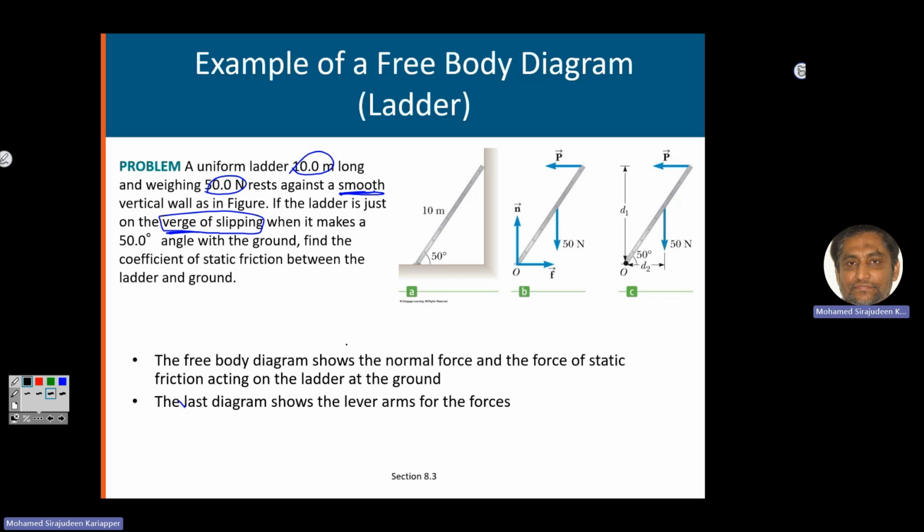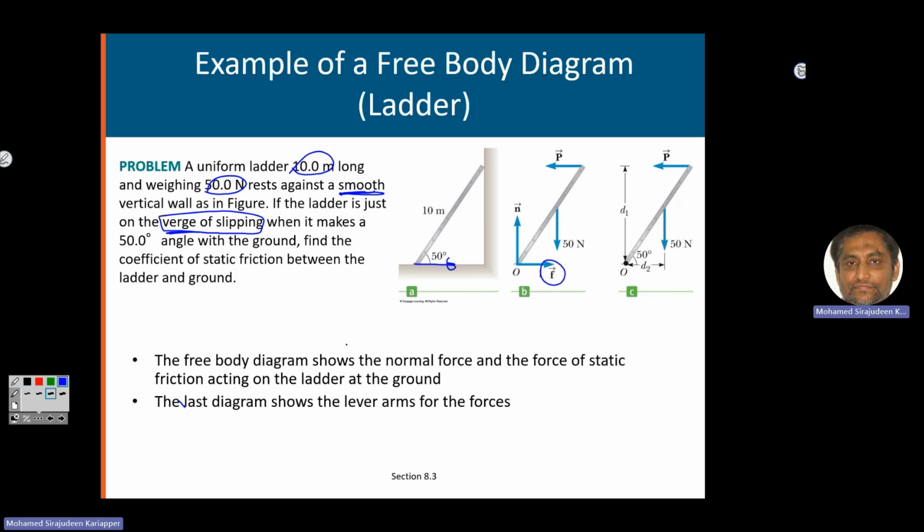So he has given that at this point it has the maximum static friction force. If you make the angle even a little bit less than 50 degrees, it will slip. Which direction will it slip? Obviously to the left. So what will be the direction of the friction force? Opposite. Friction force will always act so that it stops the motion. The motion is to the left because of the slipping, so the friction force will be to the right.